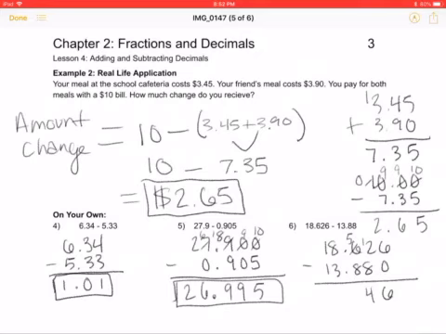5 minus 8 I can't do. I want to borrow from this 8, which turns to a 7. That 5 turns to a 15, and 15 minus 8 is 7. Bring down that decimal point. 7 minus 3, which is 4. And then 1 minus 1 is just 0. So I don't even have to write that 0. I can just say 4.746 is what I'm left with.